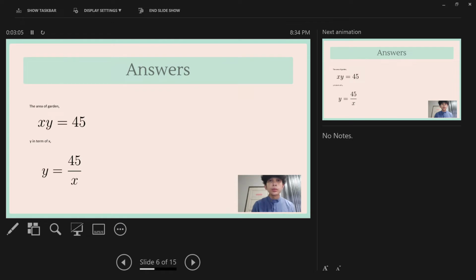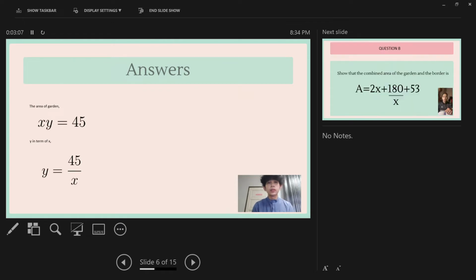So first of all, we can get the area of the garden. The area of the garden is Y times length, so XY equals 45. That is the area of the garden. To make Y in terms of X, we move X to the other side. Y equals 45 over X. So that is Y in terms of X.